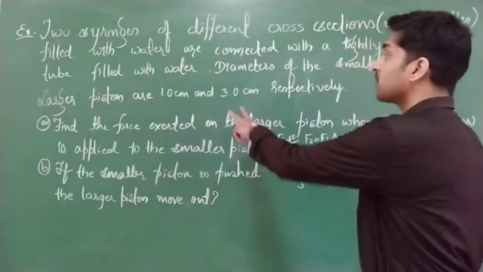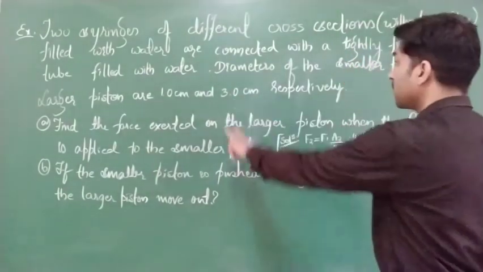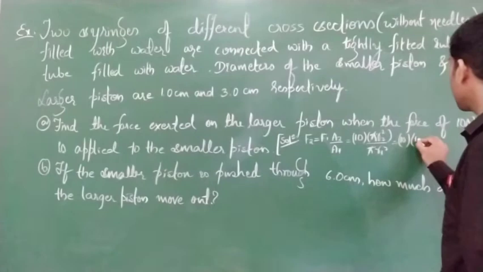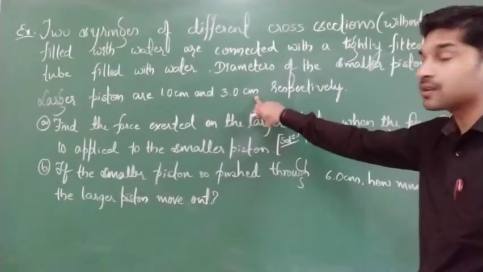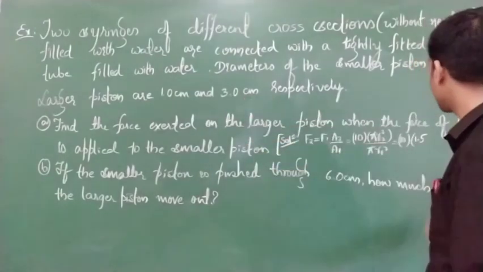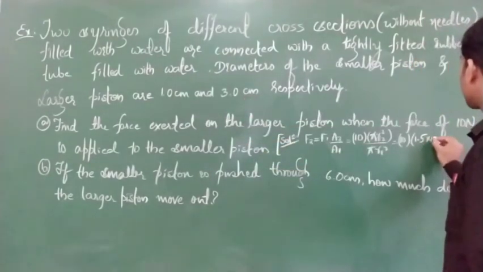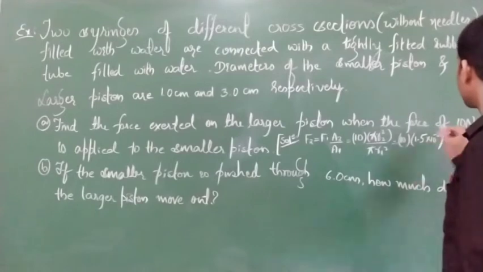That means the radius of the larger piston, R2, will be 1.5 centimeter. They have given it in centimeter. Centi means 10 to the power of minus 2, so 10 to the power of minus 2 whole square.